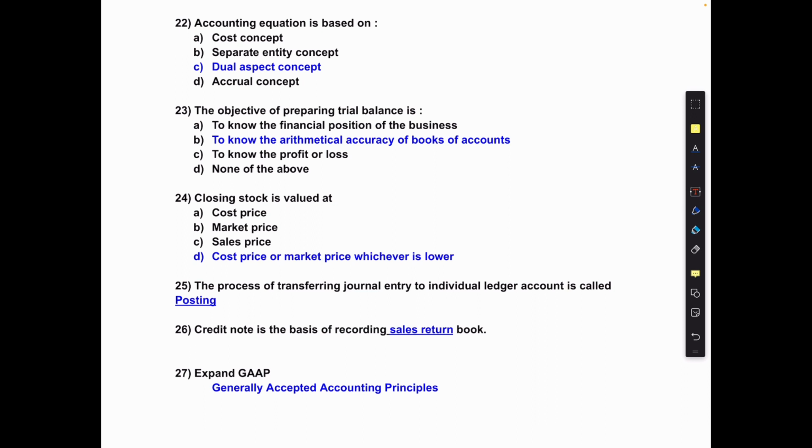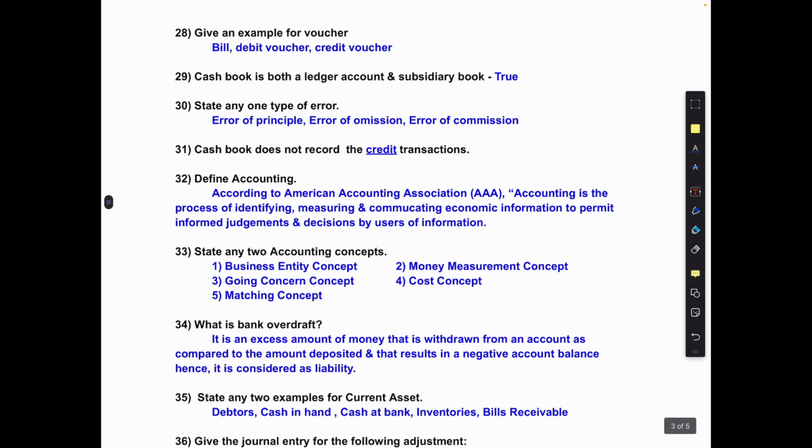Question number 25. The process of transferring journal entry to individual ledger accounts is called posting. 26th. Credit note is the basis of recording sales returns book, and debit note is the basis of recording purchases returns book. 27. Expand GAAP. That is generally accepted accounting principles. Question number 28. Give an example for voucher. That is bill, debit voucher, credit voucher, or invoice.